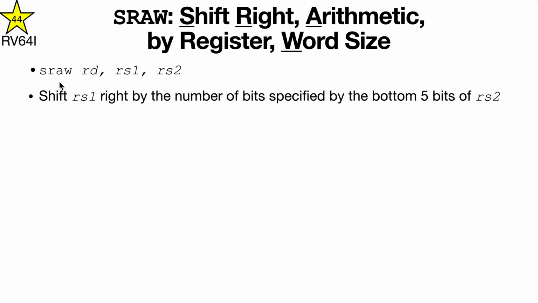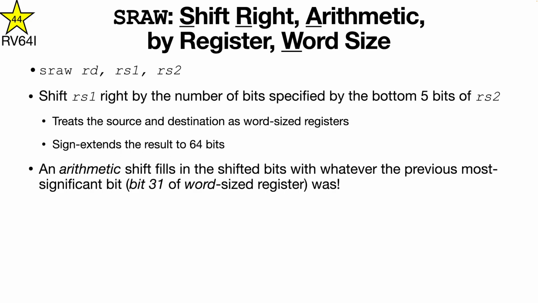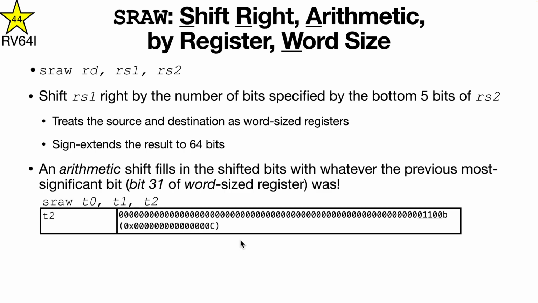And finally, we have SRAW. Same thing, shift right, but now it's arithmetic, word size, 5 bits interpreted from the second source register, source and destination word size register, sign extend up to 64 bits. Let's just see an example. An arithmetic shift, of course, as usual, is going to take the most significant bit, which in this context, because we're using a word size register, is bit 31 of the word size register that is our RS1 interpreted. So we take that most significant bit, bit 31 essentially of RS1, and we use that for the filling in of the shifted bits.